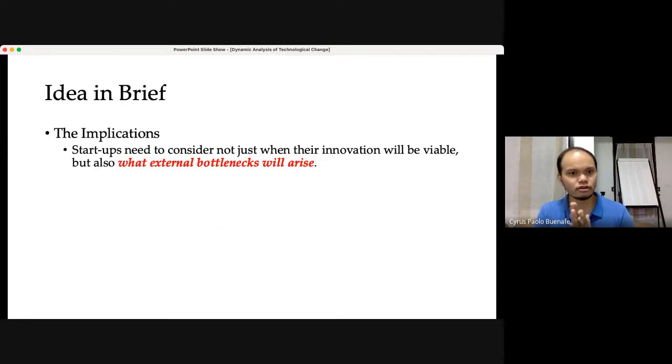So, what's the implication here? There are two things. For startups, for those technology ventures that try to work on the new technologies, they need to consider not just when their innovation will be viable, but also what external bottlenecks will arise. So it's not just about the technology. They also need to look at the circumstances around that technology and whether those circumstances would be favorable to actually pushing forward with it.